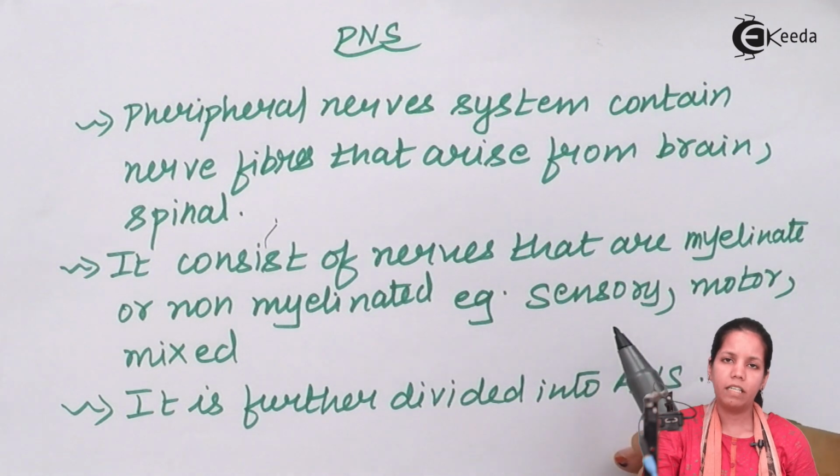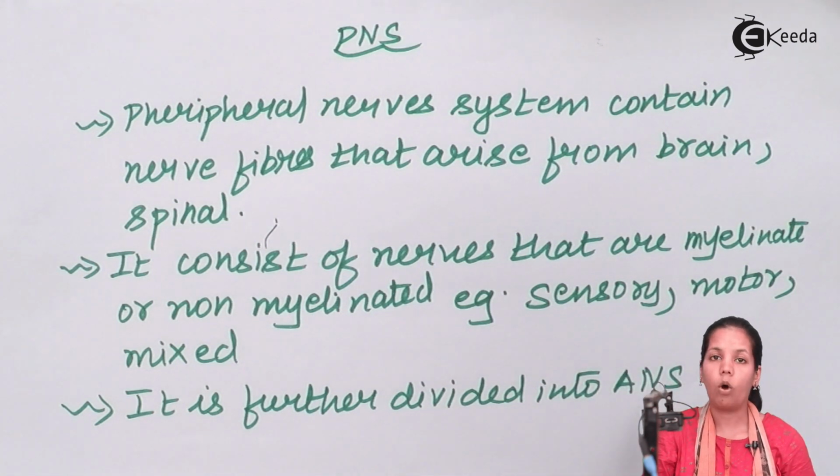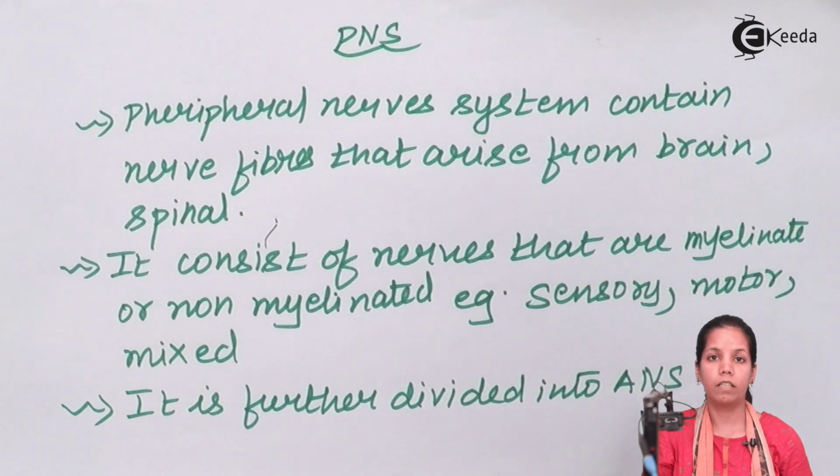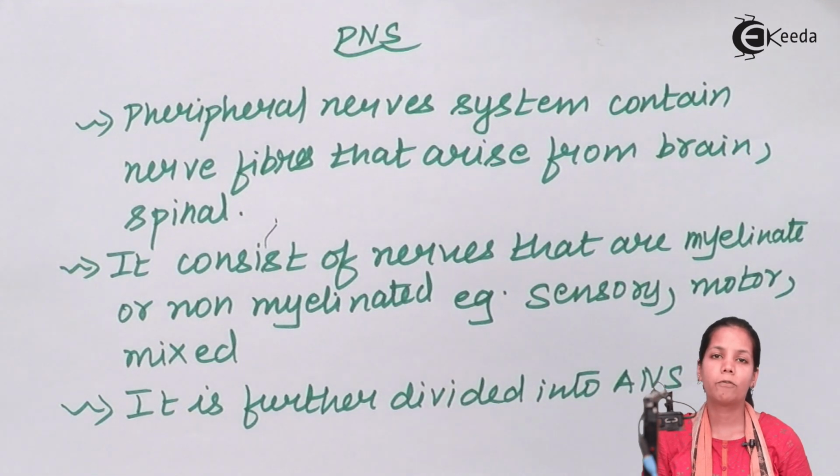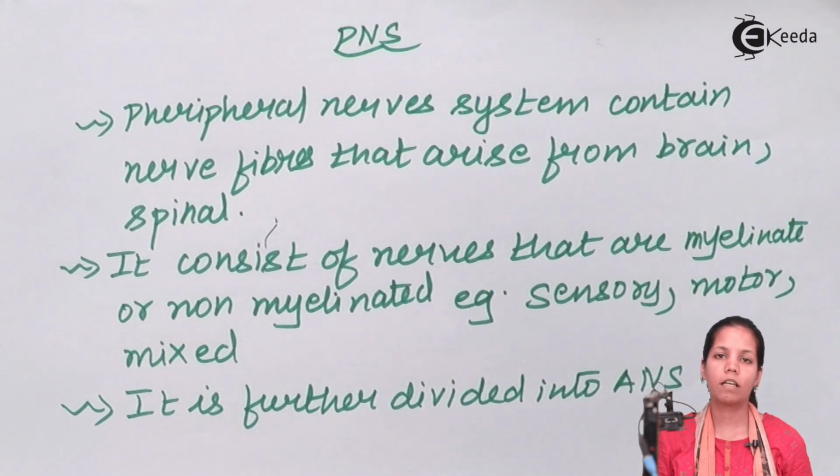Your PNS is further divided into ANS, that is the autonomic nervous system. Now the autonomic nervous system further gets divided into the sympathetic and parasympathetic nervous systems. ANS basically gets activated in a fight or flight reaction, especially anger, sorrow, etc. And calming down or reversing that process is primarily dependent on the sympathetic or parasympathetic nervous system of ANS.